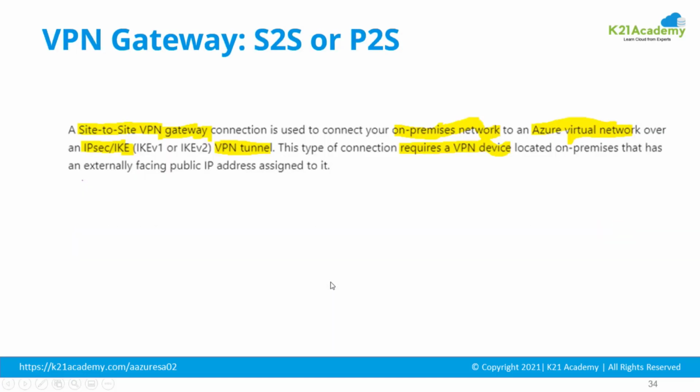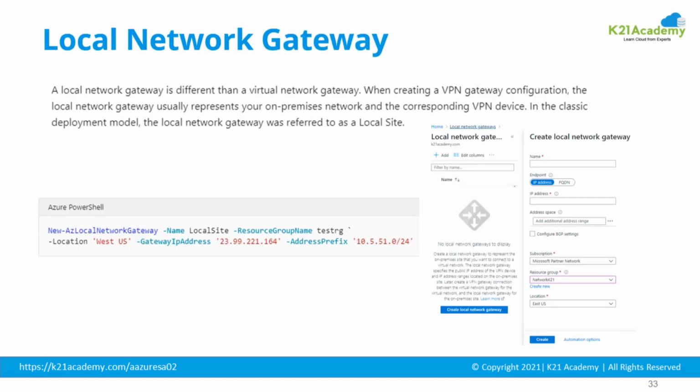So just to do a quick recap, a site-to-site VPN connection is usually used to connect your on-premise network or customer data center network to Azure over an IPsec IKE protocol VPN tunnel, whether it's IKE version 1 or version 2. Now, this type of connection requires a VPN device. There will be a physical VPN device located on your premises, and it will have an externally facing public IP that you'll use when defining a local network gateway.